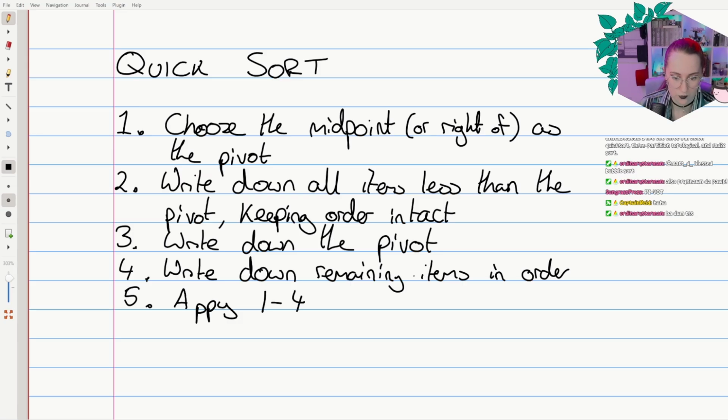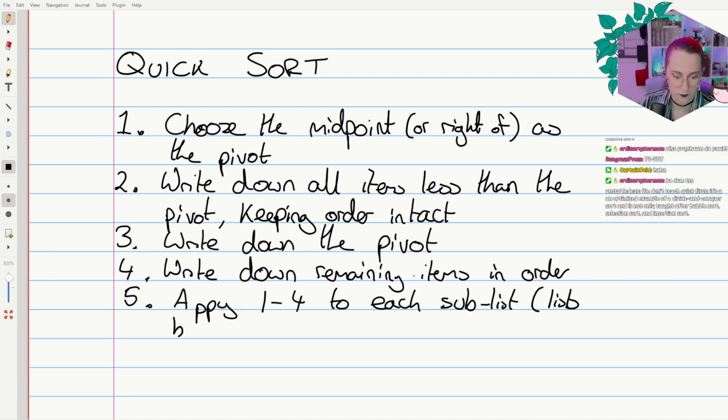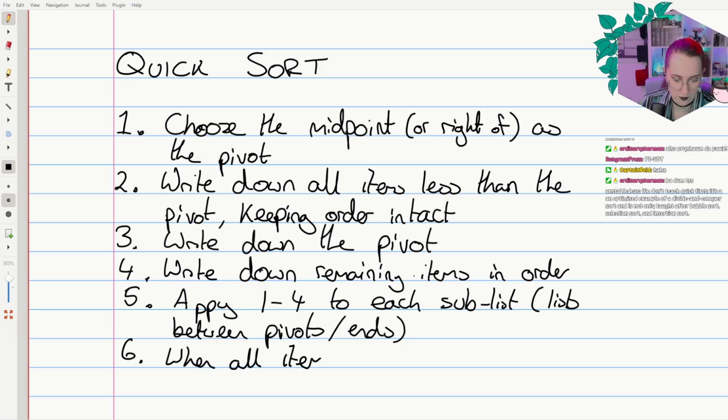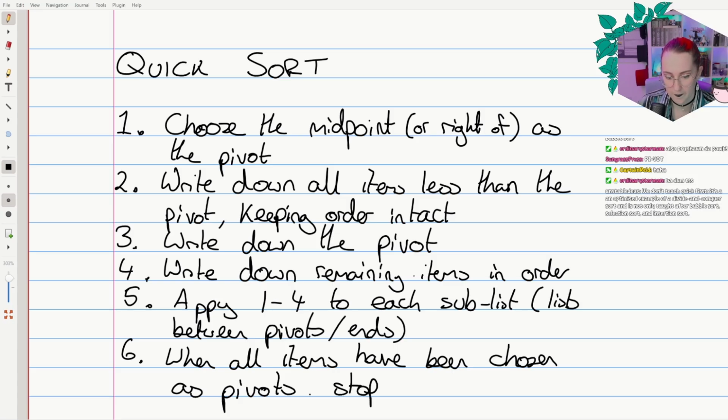Apply 1 to 4 to each sublist. Lists between pivots and ends. 6, when all items have been chosen as pivots, stop.